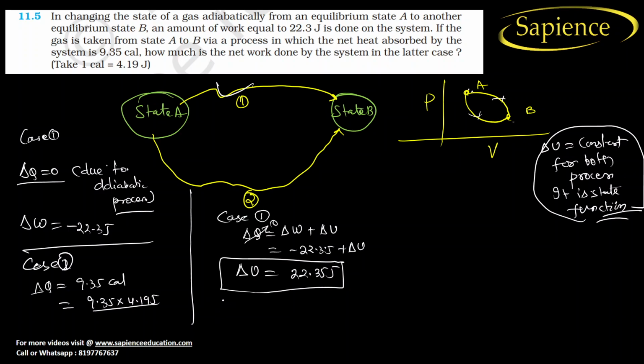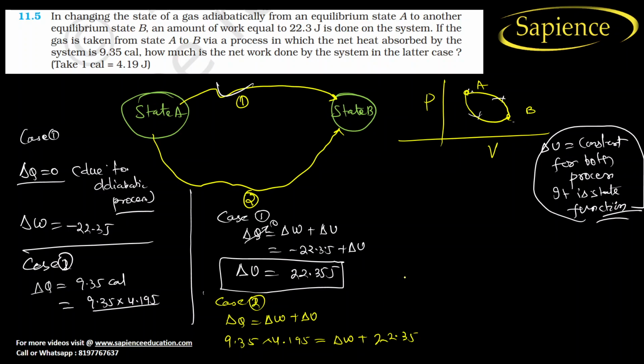So in case 2, delta Q is equal to delta W plus delta U. Delta Q is given as 9.35 into 4.195, and this is equal to delta W plus delta U. Delta U is equal to 22.35.